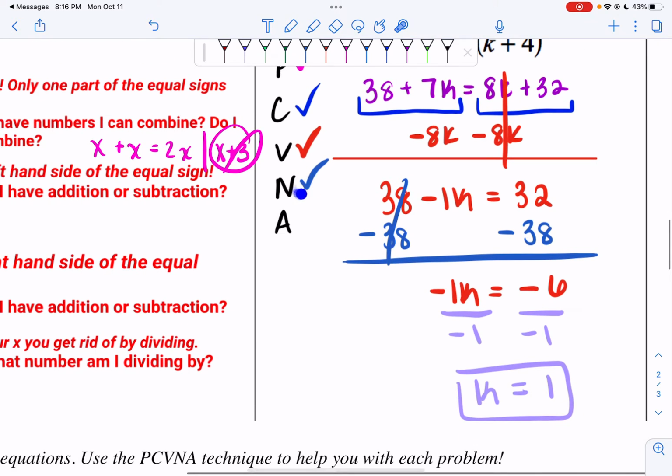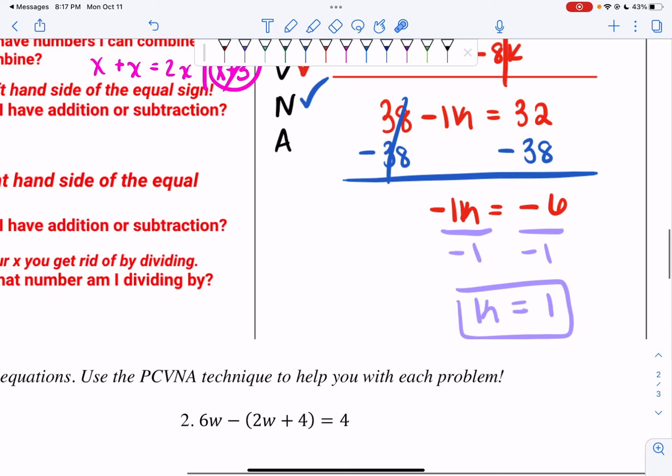I then need to get rid of those numbers, so that 38, I subtracted 38, and then I got negative 1k equals negative 6. Now remember, whenever you get negative 1 in front of your variable, please write that negative 1, that way you do not forget. Now, we divide by negative 1, divide by negative 1, and we get k. Ooh, it's not equal to 1. K is equal to 6. And that's your final answer.